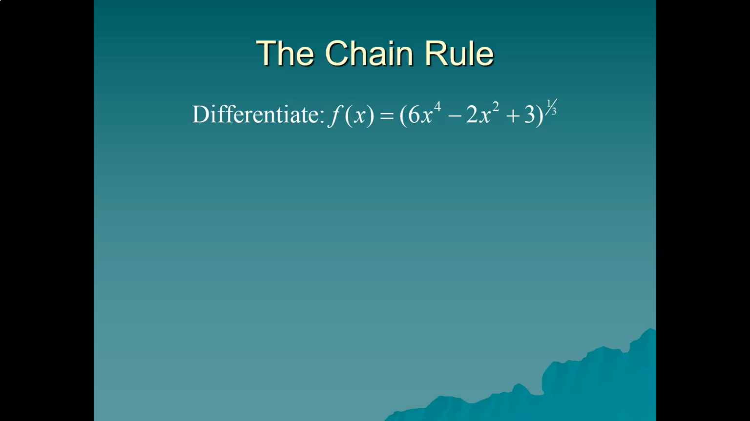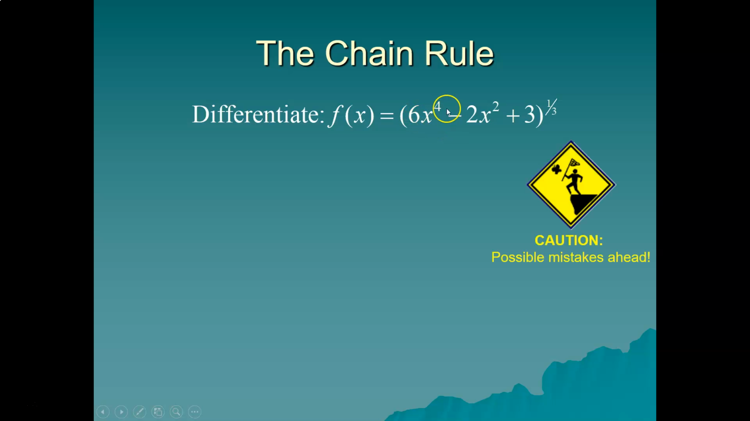So let's take another example. Here, there's going to be some error involved. The first thing to do is identify your inner function. Here, it's this whole part about 6x to the power 4 minus 2x to the power 2 plus 3. This is your inside. Your outside is going to be that power 1/3. So what happens here? Well, if you take the derivative of something to the power 1/3, you get 1/3 something to the power of negative 2/3.